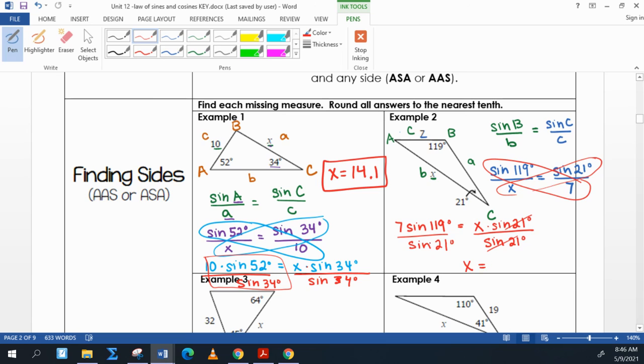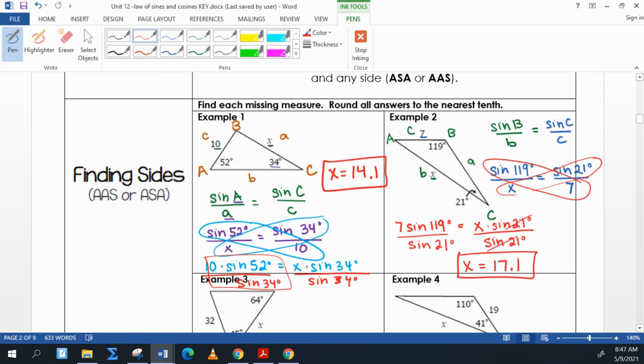So x here is equal to, just type this straight into your calculator, 7 sine 119. I hit enter, and then divide by sine of 21, enter, and I have 17.08. So again, we're going to round that to 17.1.